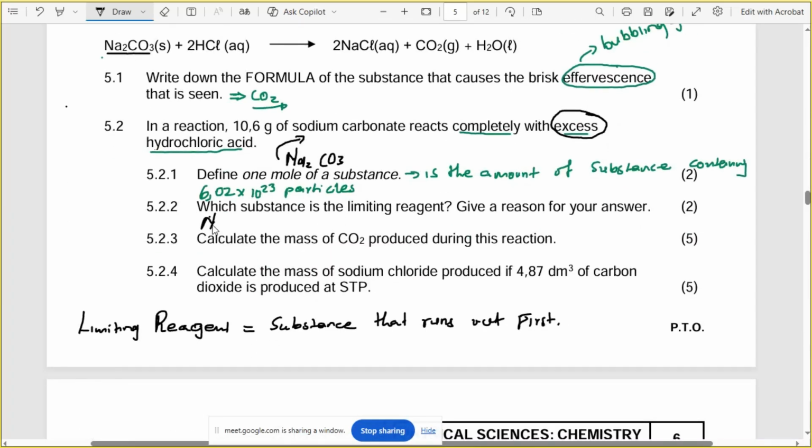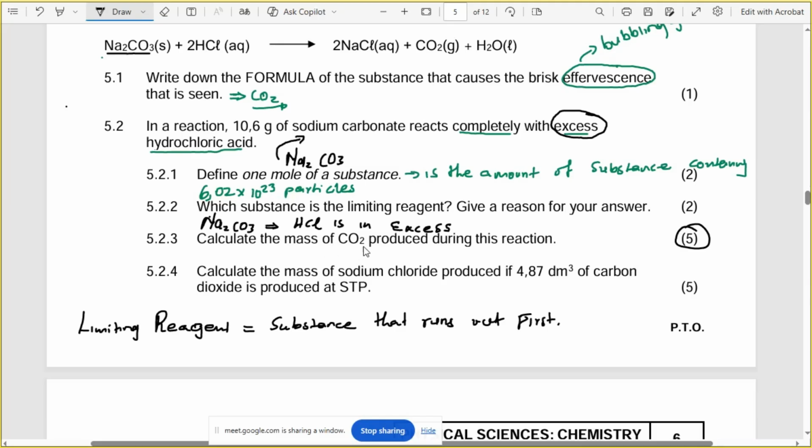So Na2CO3 is the limiting reagent, and the reason is that HCl is in excess. All happy, right? Yes.